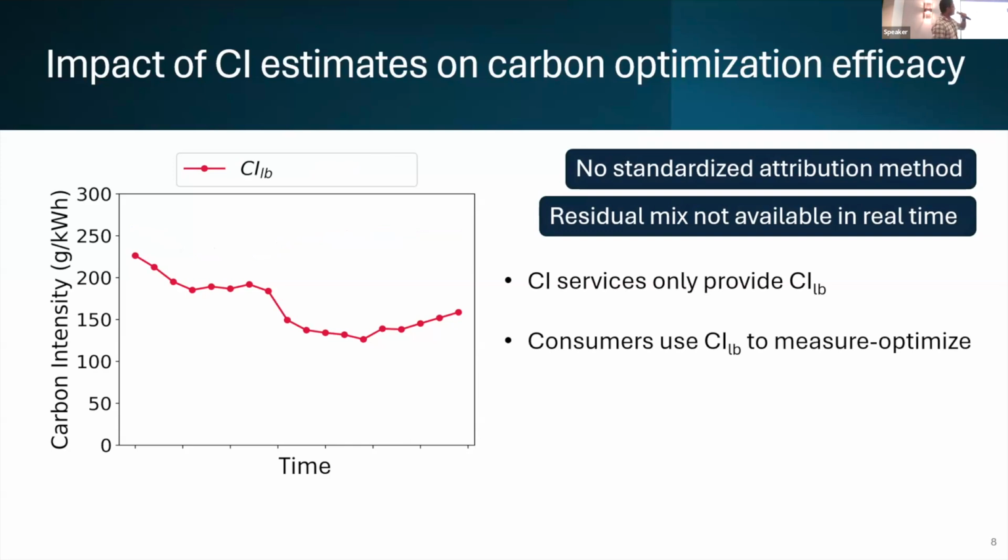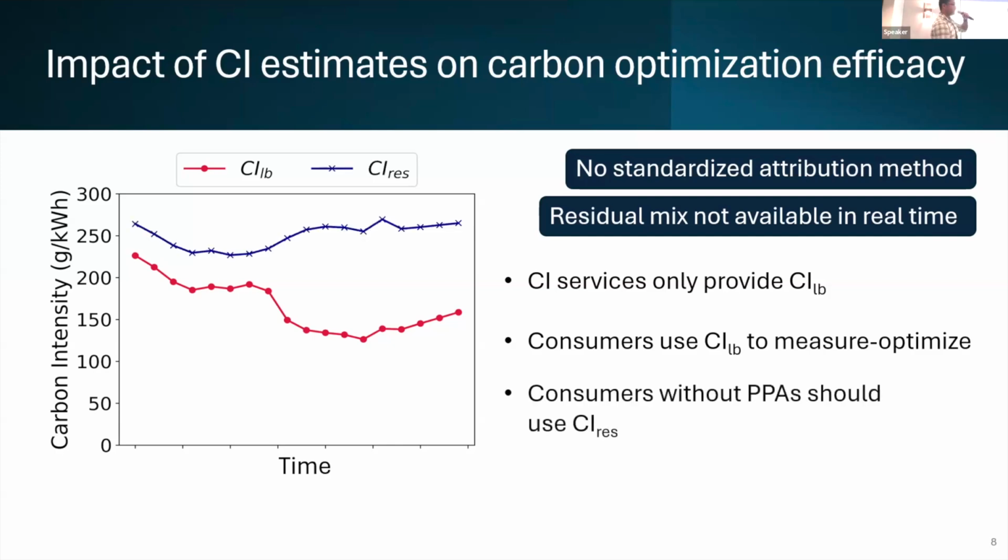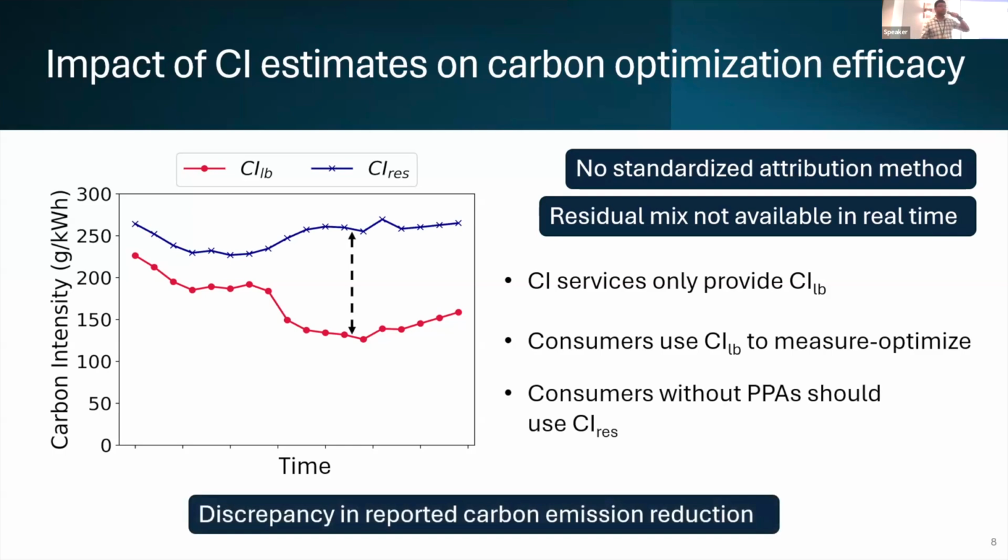But at the same time, consumers with PPAs have already claimed some of this green electricity. So consumers without PPAs should ideally use CI_RES. Since they use CI_LB, which can be significantly different from CI_RES, there is a discrepancy in the carbon reduction numbers reported by consumers without PPAs. And we highlight this in our paper.